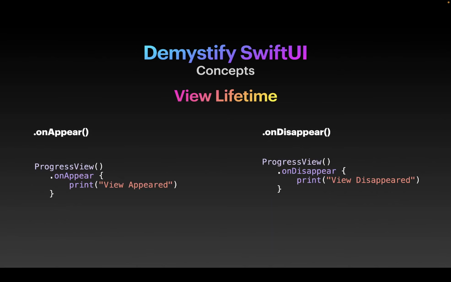Now let's take a look at these two things. The first is onAppear, and the next one is onDisappear. These two are actually view modifiers, and the syntax is exactly the same as other view modifiers. It takes a closure. For example, when the progress view actually appears on the screen, this function block is going to be called, so you can print some string, like "view appeared". It's the same case for onDisappear.